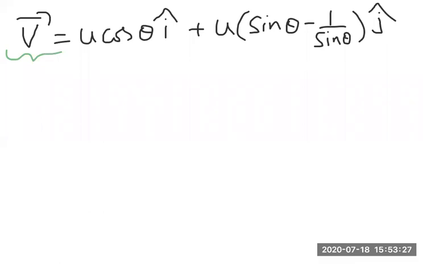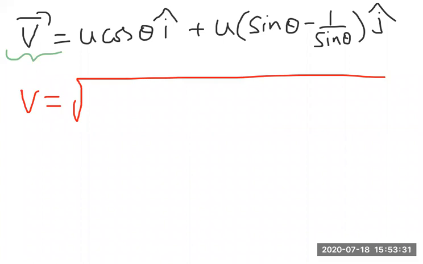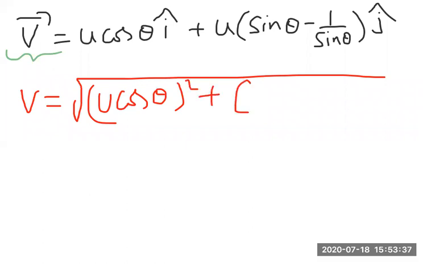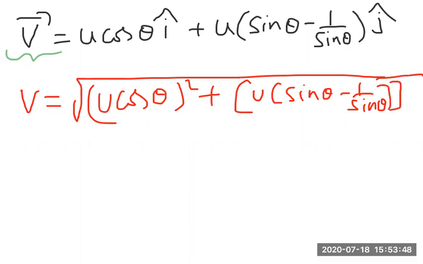I don't want this one. I want magnitude. Magnitude is nothing but V is equal to square root of (u cos theta) whole square plus, magnitude means I component square, plus (u sin theta minus 1 by sin theta) whole square. This is the magnitude formula. So from this formula, what can I do here?